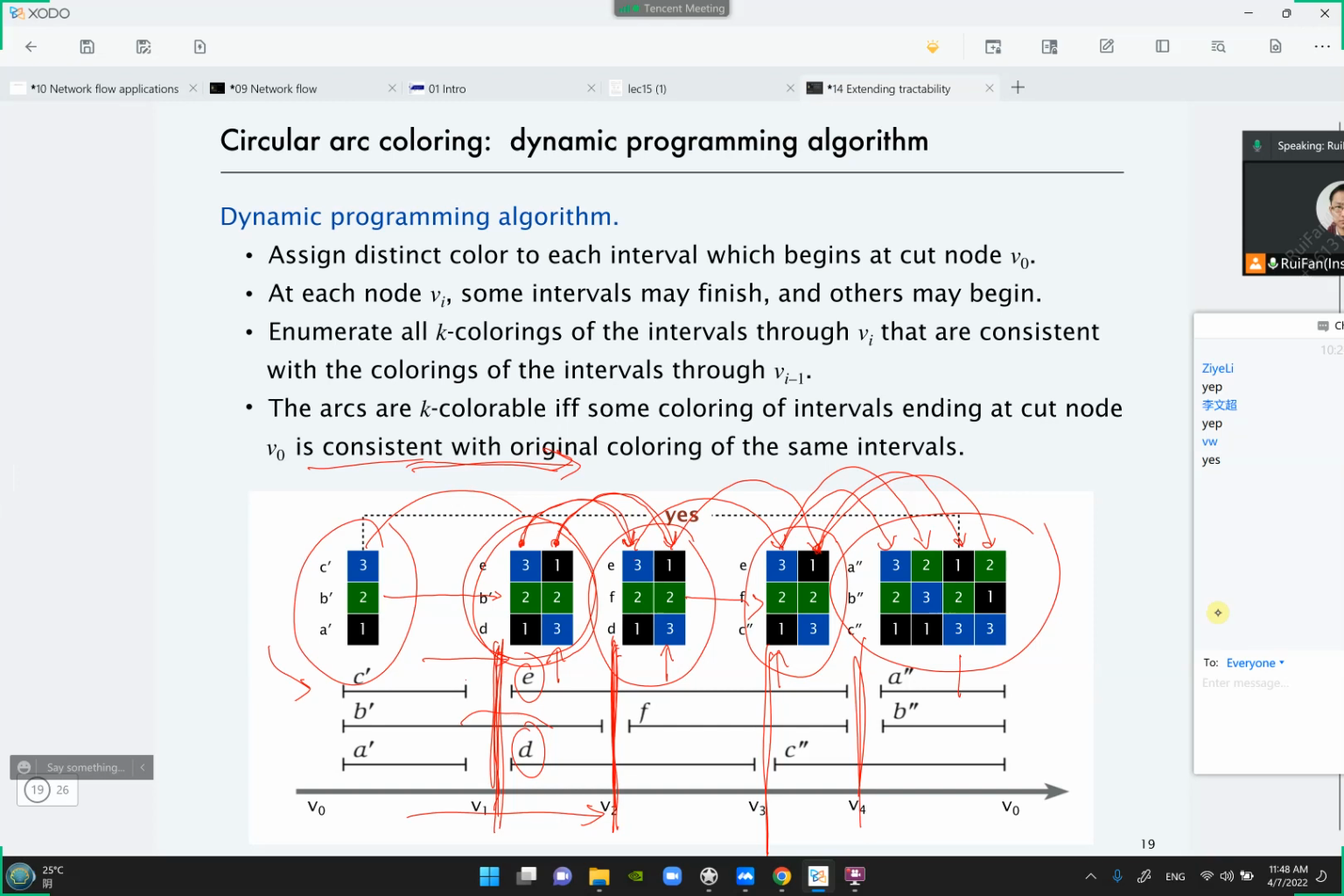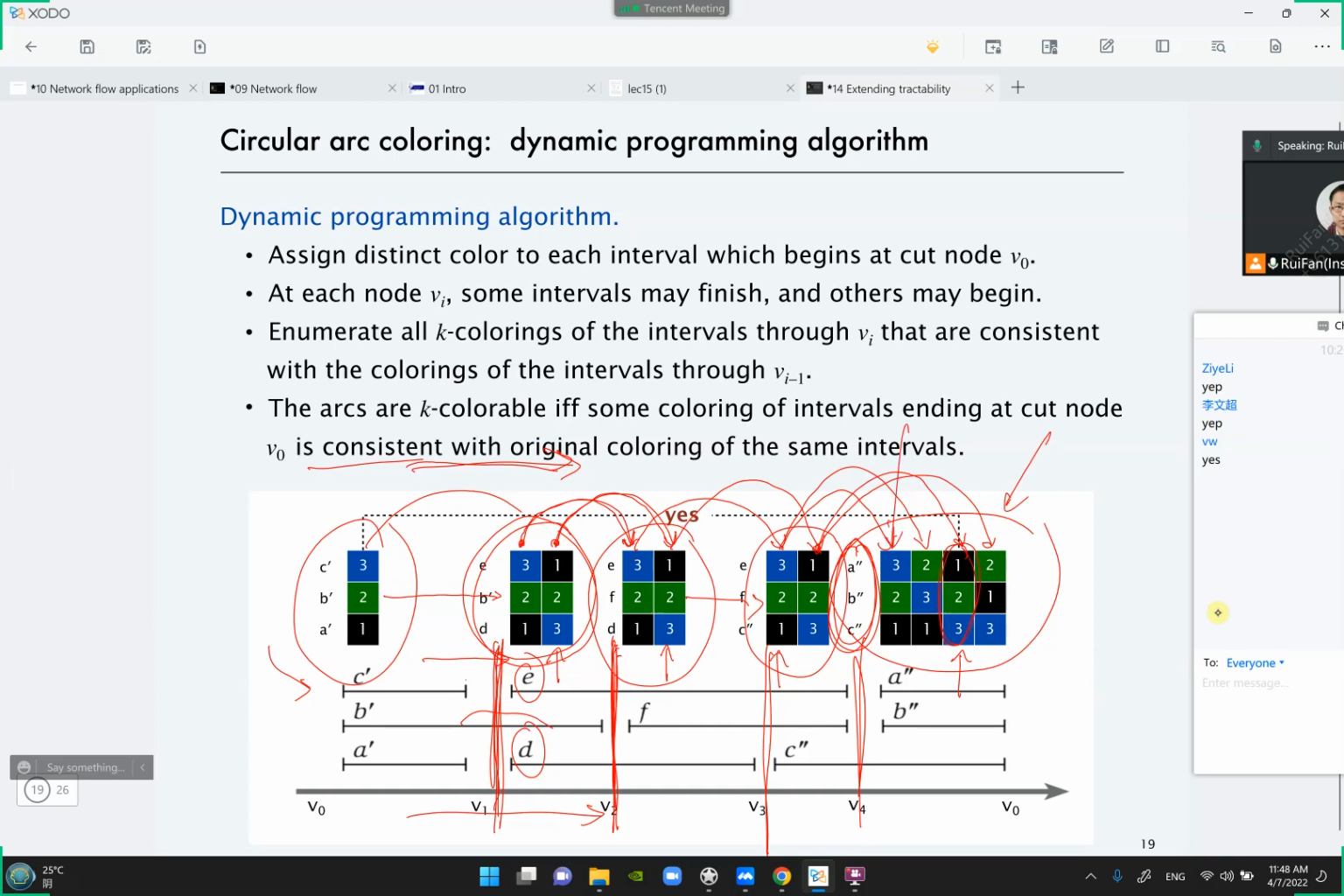And when you get to the end, you have A prime, B prime, and C prime, and these also just correspond to A, B, and C. So if initially we have A, B, C having colors 1, 2, 3, then in the end we also have to have A, B, C having colors 1, 2, 3. So we're going to look at this final coloring, and check all of these colorings and see if any of them have A, B, C with colors 1, 2, 3.